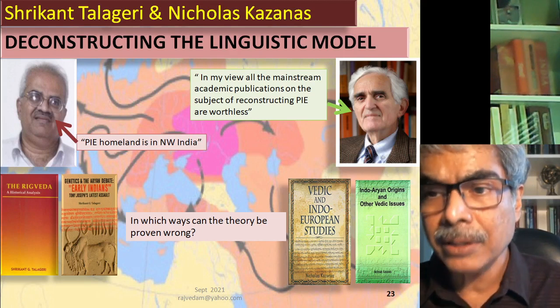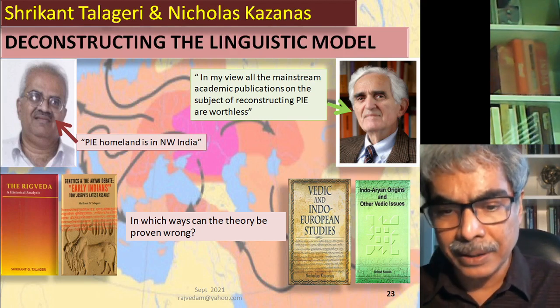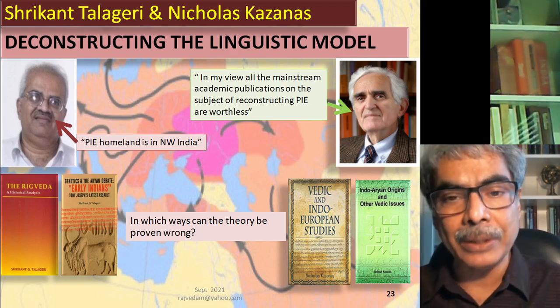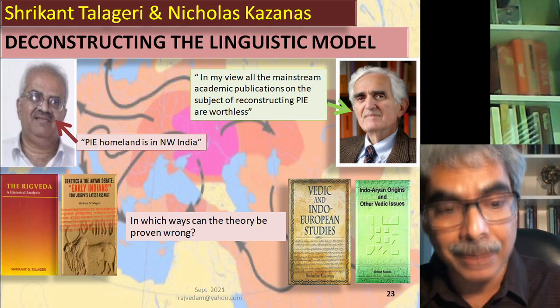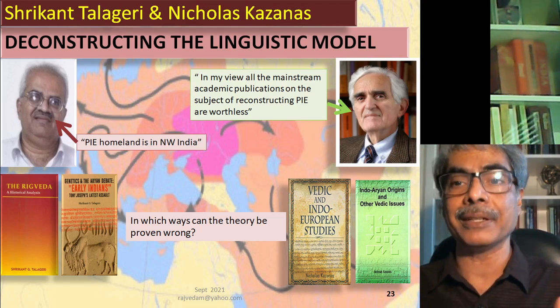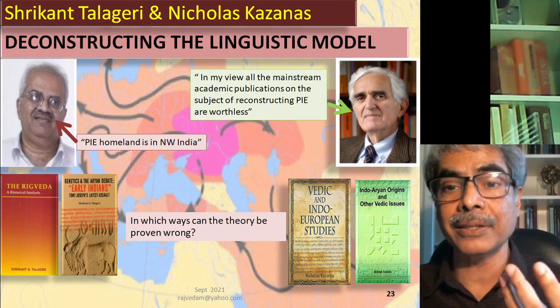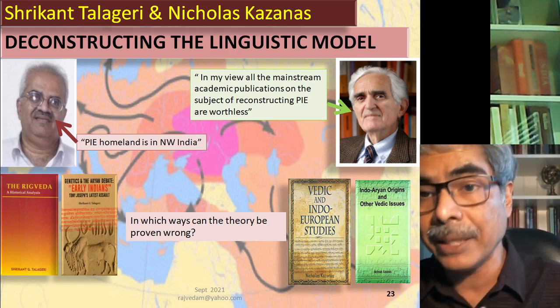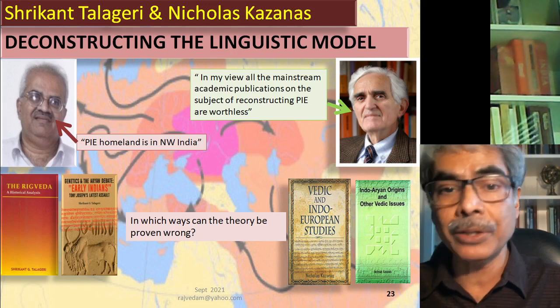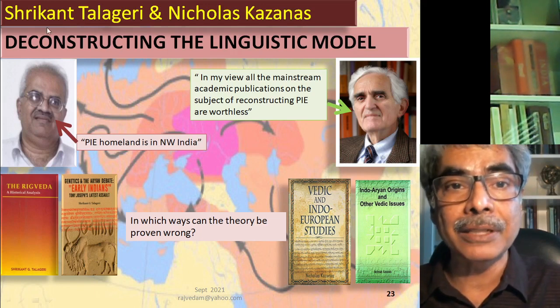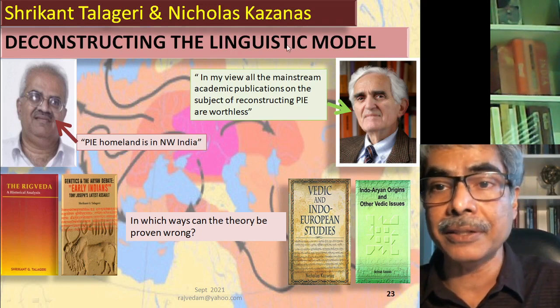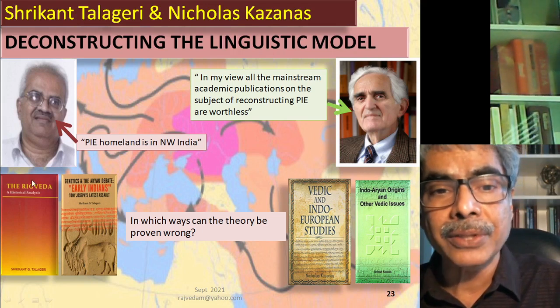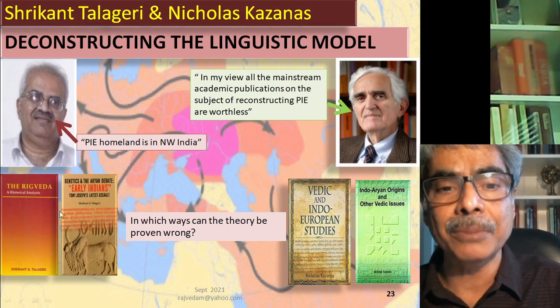So in order to disprove the Aryan invasion theory, we had to go to the methodology. And like I said, the methodology is based on linguistics. So we had to seek the researchers who have worked on linguistics and are critiquing it on the basis of linguistic model. So I've got two sample leaders over here. First one is Srikant Talageri and the other is Nicholas Kazanas. So Srikant Talageri is the author of these two books that contains a lot of his thesis.